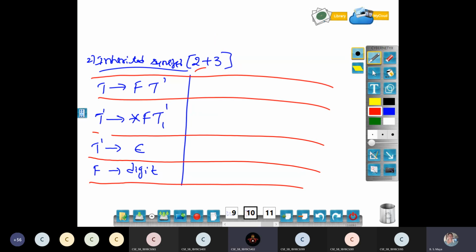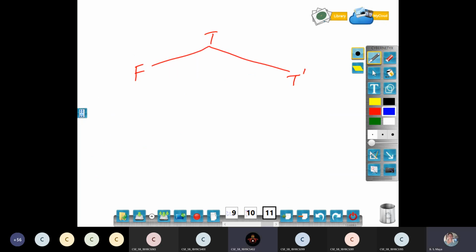You take plus only. Sorry. Okay. Now, T dash derives what? You should be writing. Give a space between every standing line.